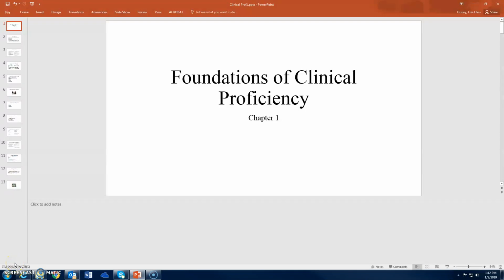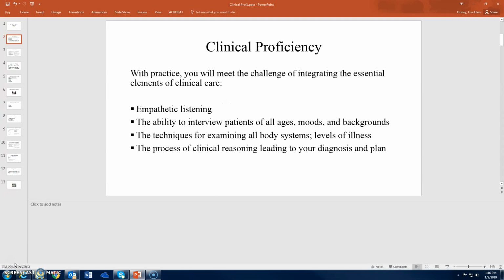The quality of your history and physical examination lays the foundation for patient assessment, your recommendations for care, and your choices for further evaluation and testing. As you become an accomplished clinician, you will continually polish these important skills. With practice, you will meet the challenge of integrating the essential elements of clinical care.